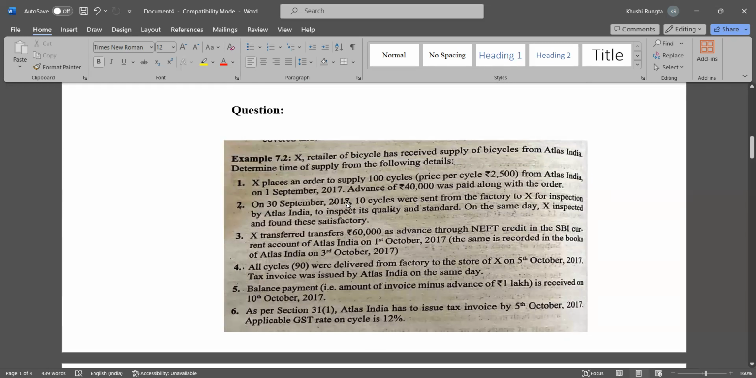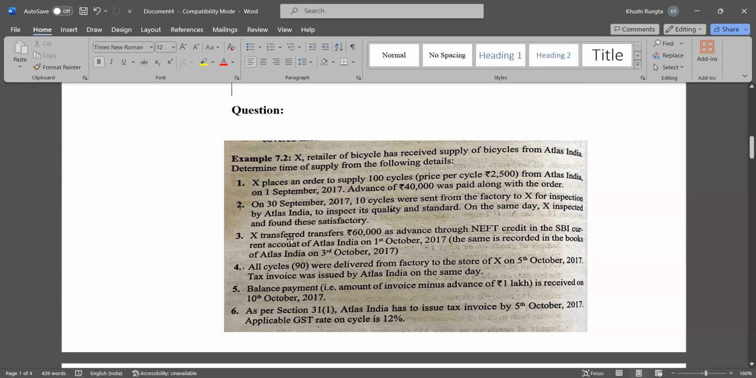On 30th September 2017, 10 cycles were sent from factory to X for inspection by Atlas India to inspect its quality and standards. On the same day, X inspected and found these satisfactory. Is this point relevant to us? No, because we are nowhere searching the date of inspection, right?